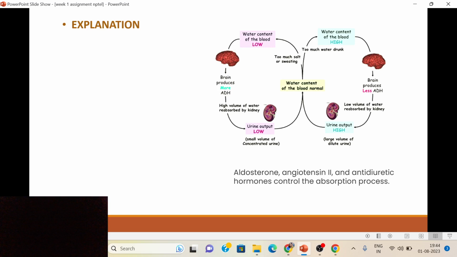And if the water content of the body has become low because of too much sweating, and the water content has become low in the blood, then the brain produces more ADH, which will result in a high volume of water reabsorbed by the kidney, and ultimately the urine output will be low. The volume will be small, as well as more concentrated. So this process is known as osmoregulation.